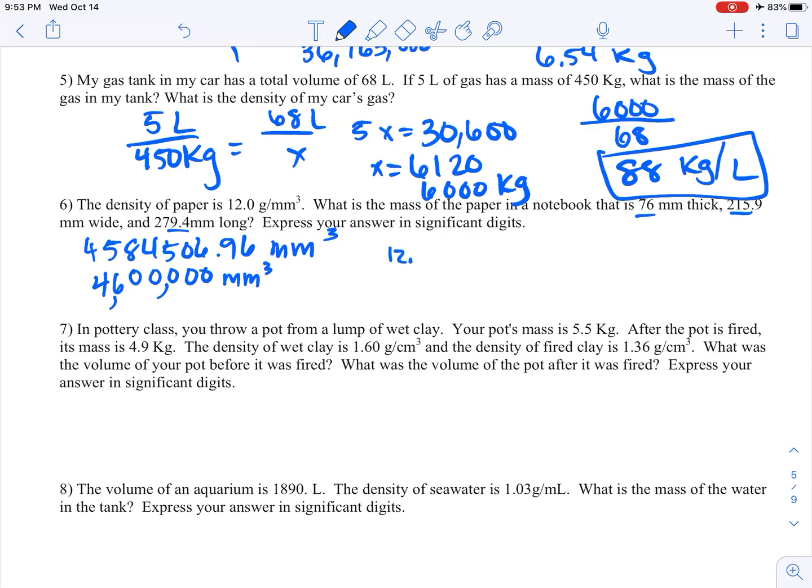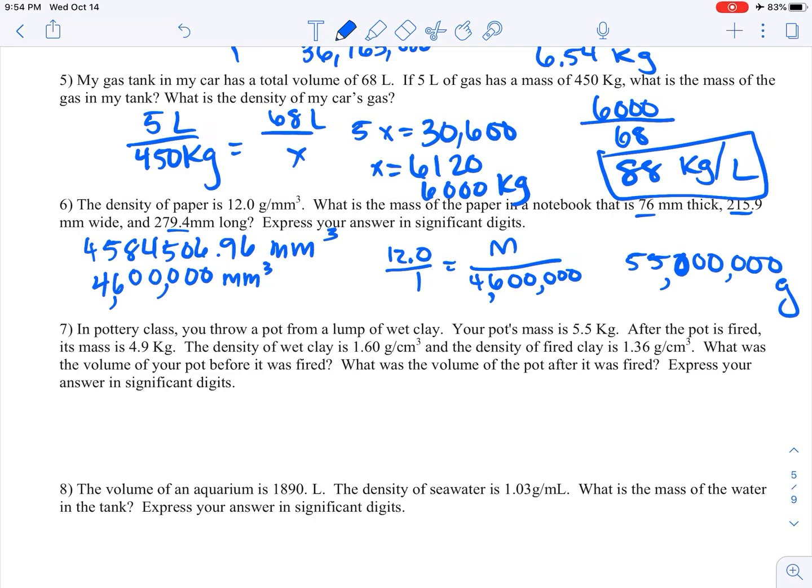Density is 12 over 1 equals mass over 4,600,000. So 12 times that crazy number gives me 552 0.20000, which does indeed have 3 sig figs. Oh, we need 2 sig figs, so we're going to make that a 0 here, and this is going to be in grams. 55 million grams.